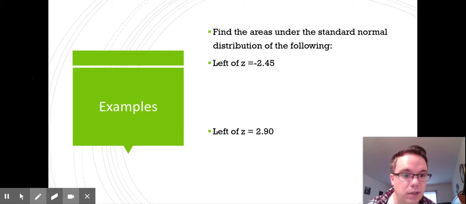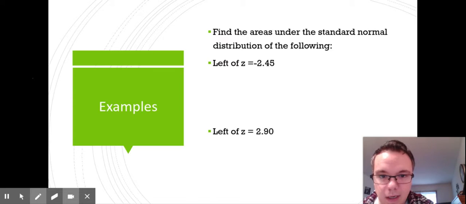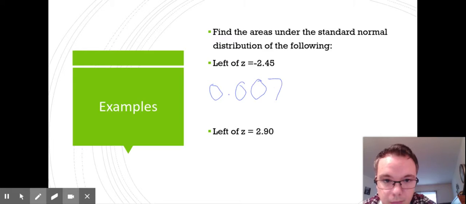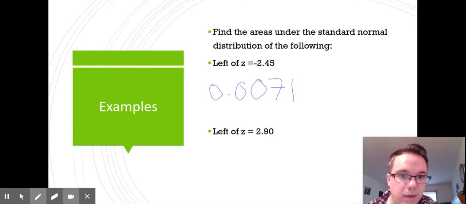So for these two questions, we just have to find the proportion of the area under that by just looking up the number for the Z-scores. So if you flip to the negative side of your Z chart, you're going to find negative 2.4 on your y-axis. And then you're going to go over until you have 0.05. So if you do that, the number you should get is 0.0071.